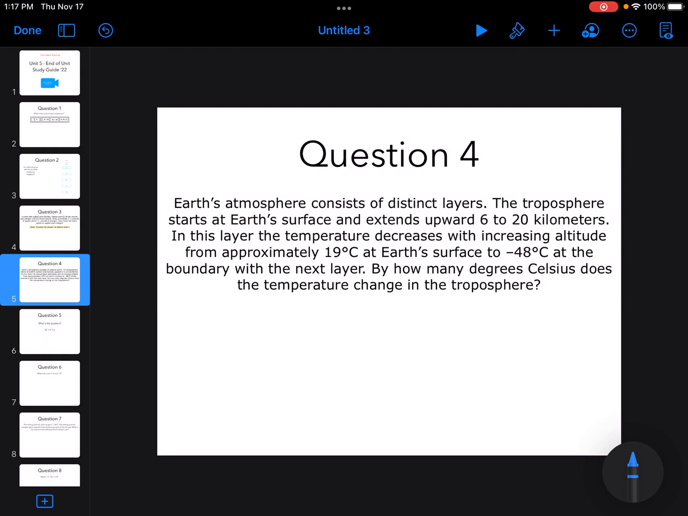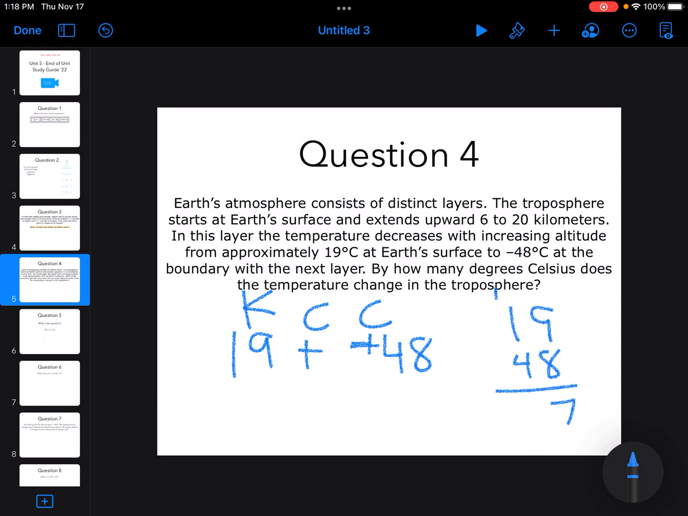All right, so I'm going to go 19 minus negative 48. So I want to find the difference between the two. So I'm going to keep, change, change. So I've got 19 plus 48. So I have 67 degrees.